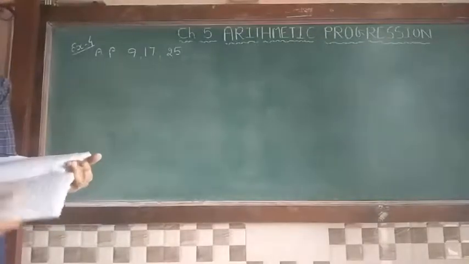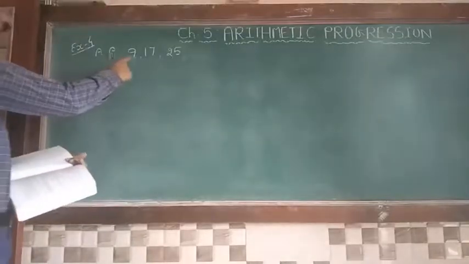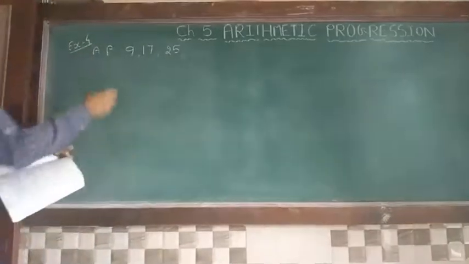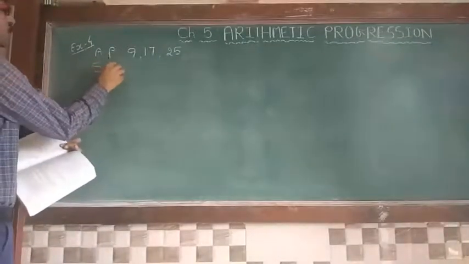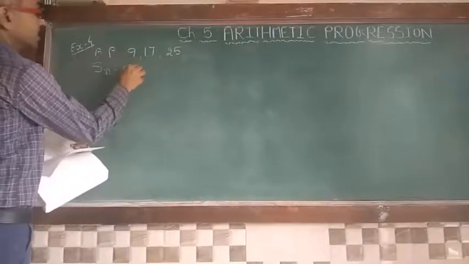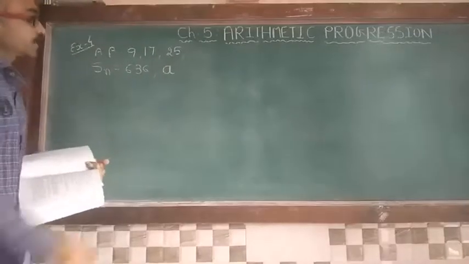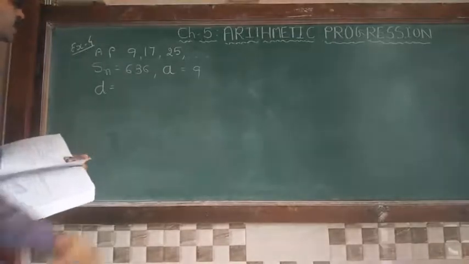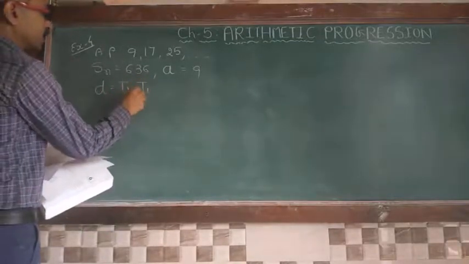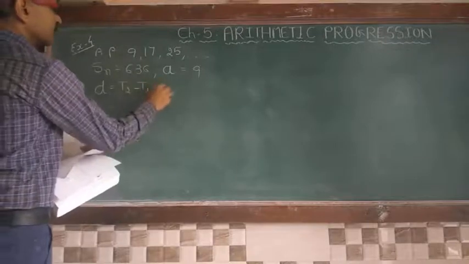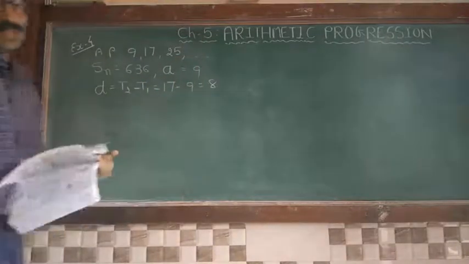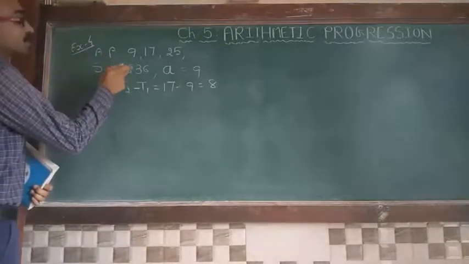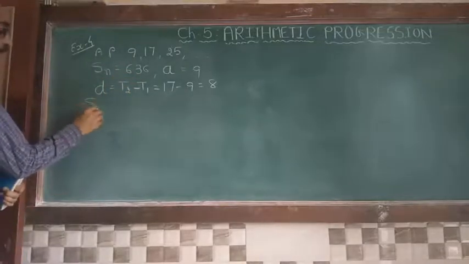So your example number 4: how many terms of the AP 9, 17, 25 is needed to give a sum of 636? So here Sn is given to you, 636. Then the first term a is 9, d is equal to T2 minus T1, 17 minus 9, that is 8. Okay, now see, you are given the sum of these terms is 636. That means put your values.